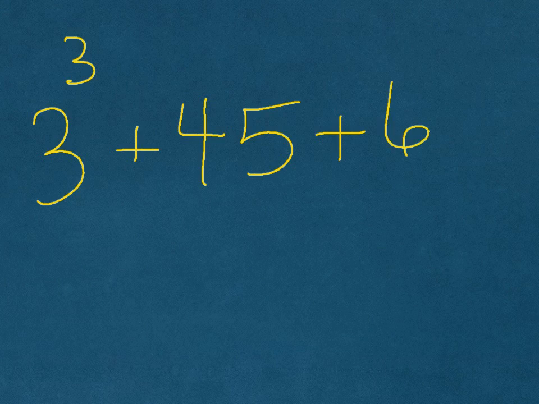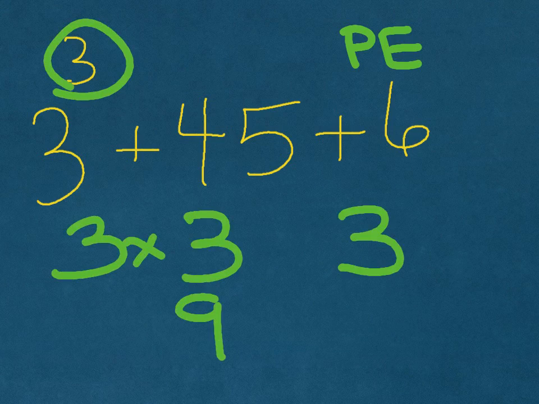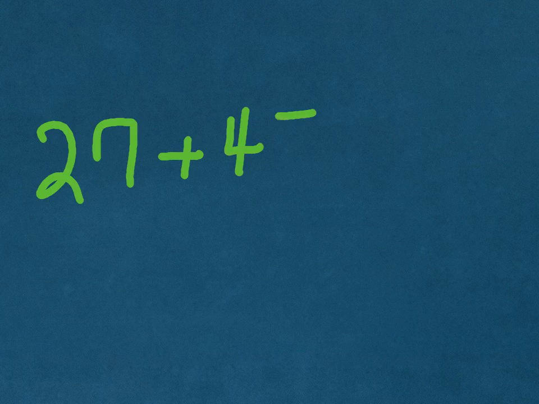Now, 3 cubed is actually 3 to the third power. So the students have to go back to the beginning of the problem, and they have no more parentheses. So the next order in the order of operations is an exponent. 3 is your exponent. That means you're going to write down 3 times, and you're going to say 3 times 3 is 9, times 3 is 27. The exponent tells the students how many times to multiply that number. So 3 to the third power is actually 27, and the rest of the problem would be plus 45 and plus 6.